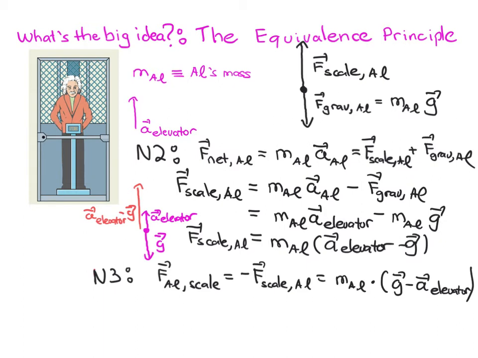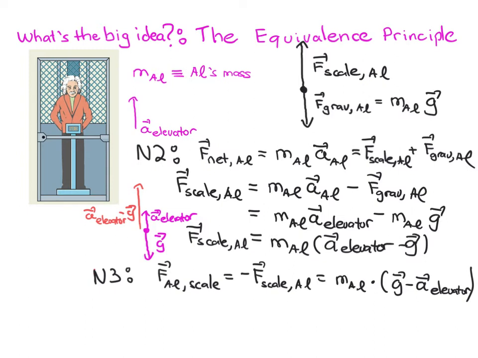So the reading on the scale, the important conclusion is that it depends on Al's mass and on the difference between this G, the acceleration due to gravity, and the acceleration of the elevator. And you really can't tell from the reading, and this is the important point, exactly how much of the contribution is due to G and how much is due to the fact that the elevator is accelerating. All you know is something about the difference between G and the acceleration of the elevator.